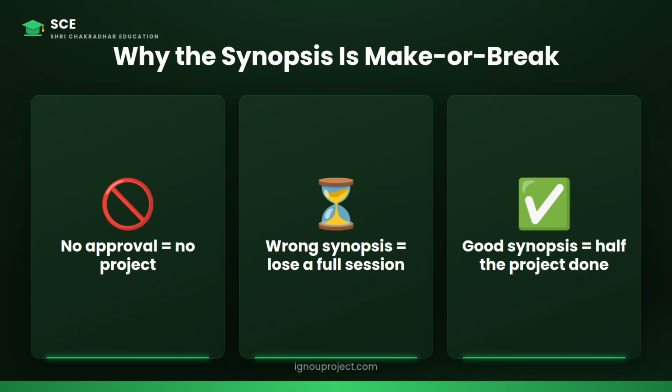Second, a weak or wrongly formatted synopsis is the single biggest cause of delay in the MBA project. If your synopsis is rejected or sent back for correction, you can easily lose an entire session, 6 full months, waiting for the next approval cycle. And third, a good synopsis makes the rest of your project easier. When your objectives and methodology are clear and approved, writing the final report becomes a matter of execution, not guesswork. A strong synopsis is half your project done.